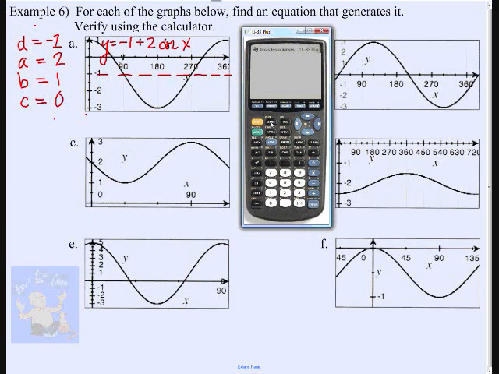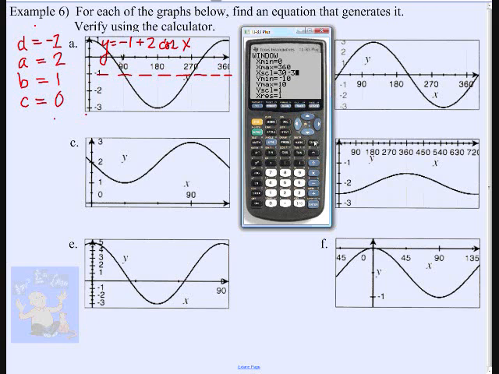Now remember, we do have to check mode. For me, every time it comes up radian. For you, it's going to come up with whatever you last used. What else do I have to do? My window. So I'm going to set my window at 0 to 360. With an X scale of, what are we showing here? It's showing 30 degrees. We use that.